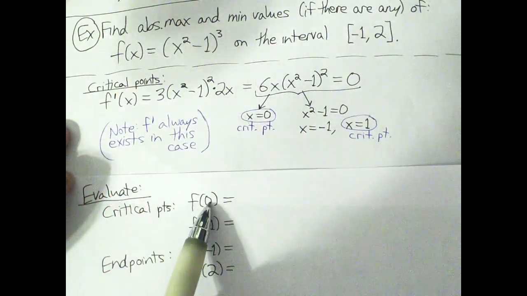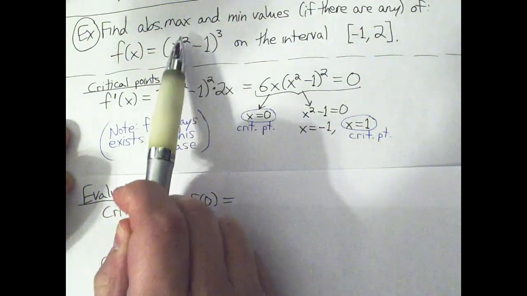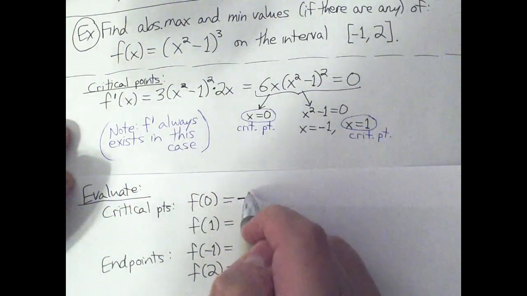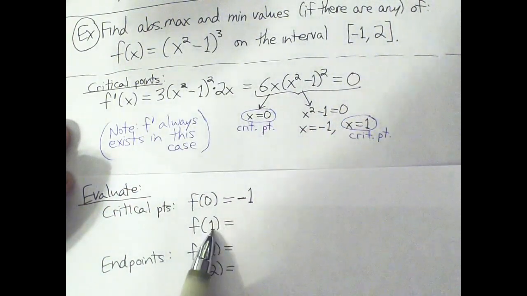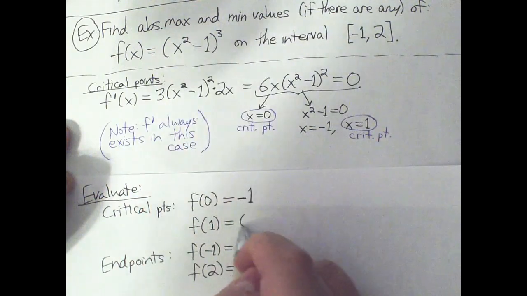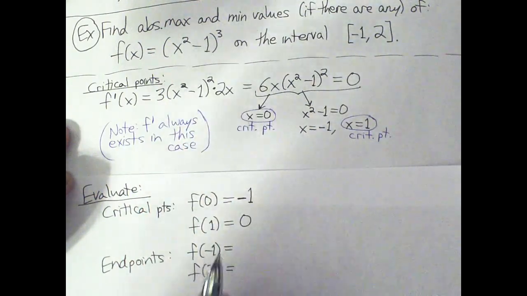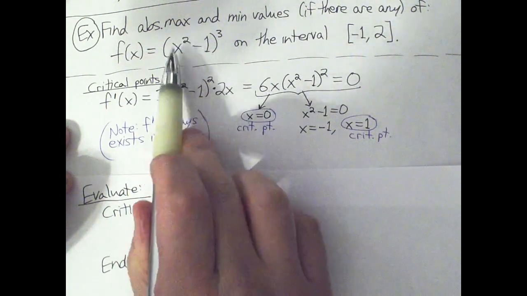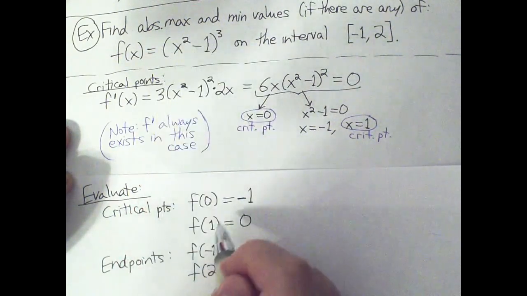What happens when you put 0 into that? Put 0. 0 squared minus 1 to the third. That's going to be -1. What happens when you put in 1? 1 squared minus 1 to the third is 0. Put in -1. -1 gets squared, and then -1 to the third is 0.